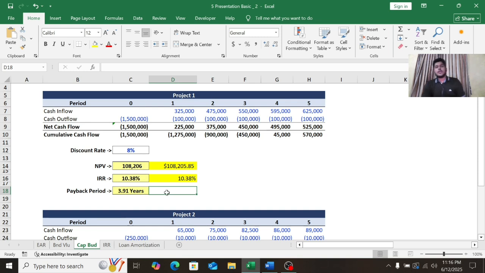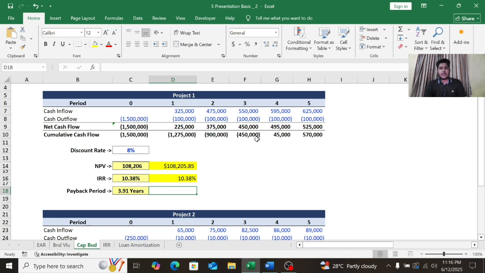Now if we want to calculate the payback period, there's a formula for calculating the payback period, or we can calculate it manually. If we see the results, after the third year our cash flow started getting positive. So we're getting a positive cash flow after the third year.